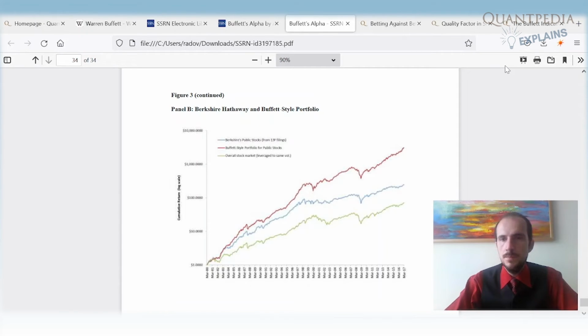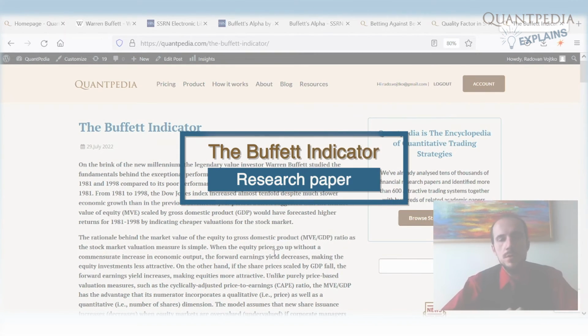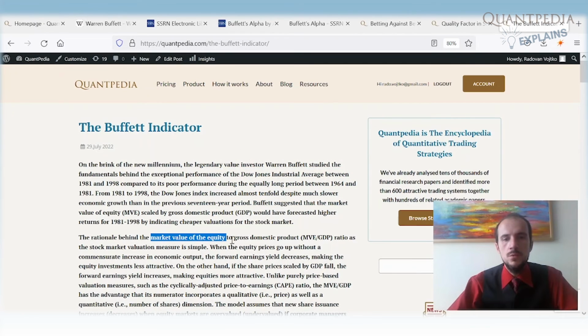Those two styles and the paper about Buffett Alpha is not the only interesting paper showing Buffett's wisdom. There is another paper called the Buffett Indicator. So the question is, what is the Buffett Indicator? The Buffett Indicator is a ratio between the market value of the equity and gross domestic product. It's a very simple stock market valuation ratio. It's useful mainly to compare individual countries with each other.